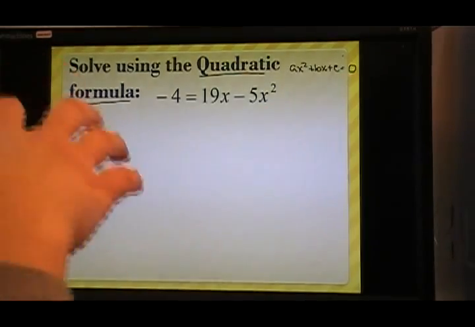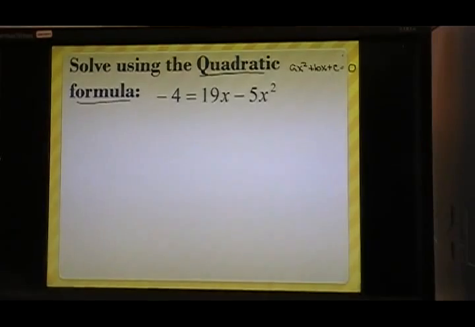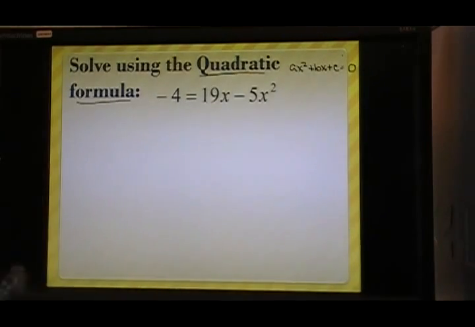form. And basically it just has to be that one side of our equation is 0. So if I want, one side of our equation has to be simplified, and one side equals 0. So I could go ahead and add 4 to both sides of our equation. And so I would have 0 equals, and I'm going to rewrite the right-hand side in descending order. So that would be negative 5x squared plus 19x plus 4.